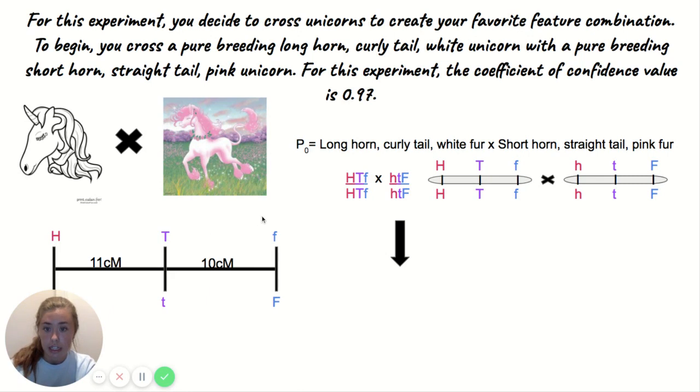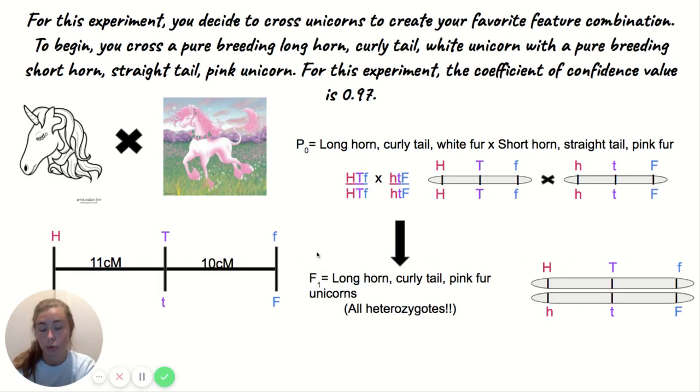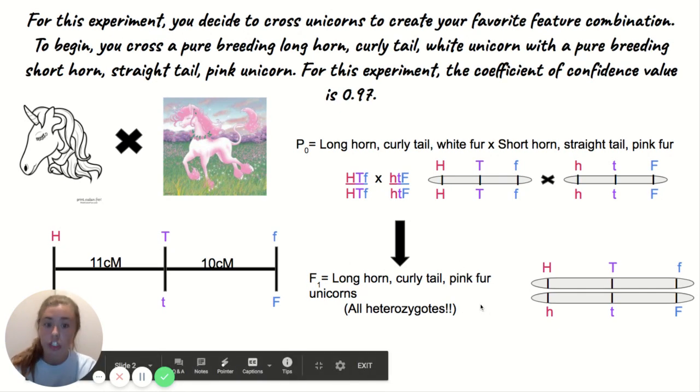So this will result in this genetic map just shown, and our F1 generation will come out with longhorn curly-tailed pink fur, meaning they're all heterozygotes showing the dominant phenotype. And their genetic map will look like this.